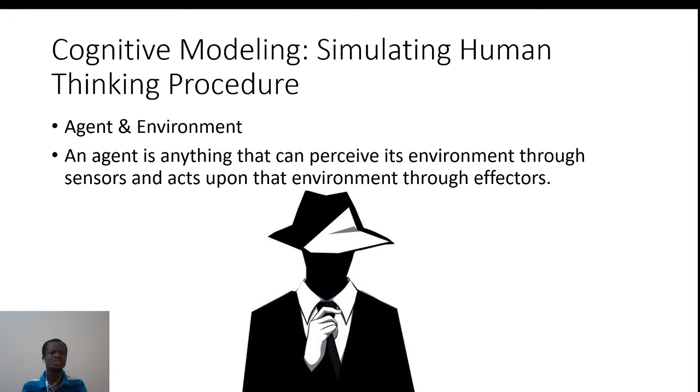This is very easy to understand. The agent is anything that can perceive its environment just through senses. In other words, I need to just get my ear, my nose, my eye. I'm ready, I'm good to go. So I'm an agent, and then I work in an environment.